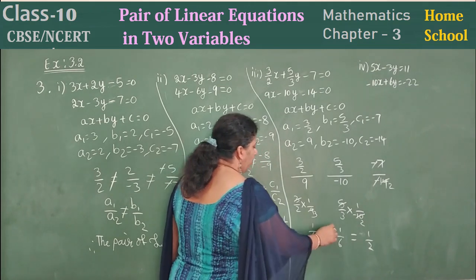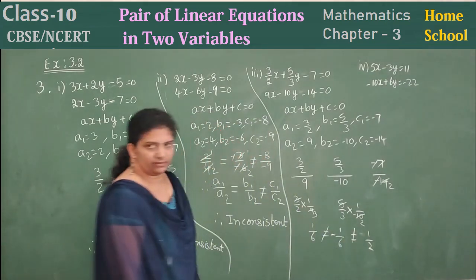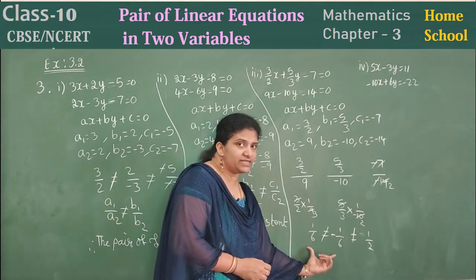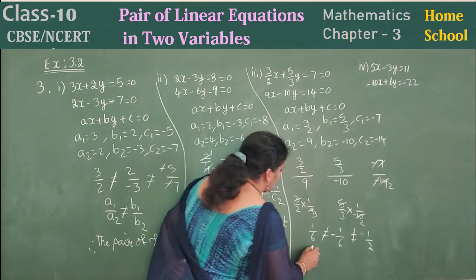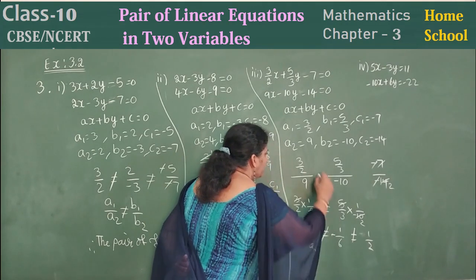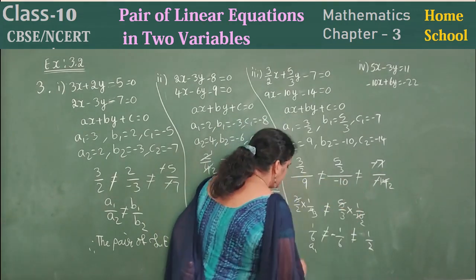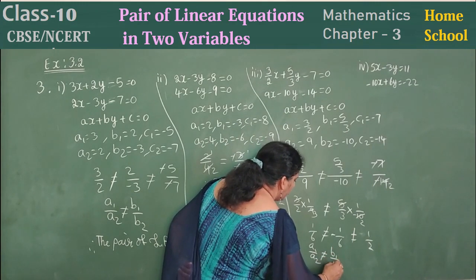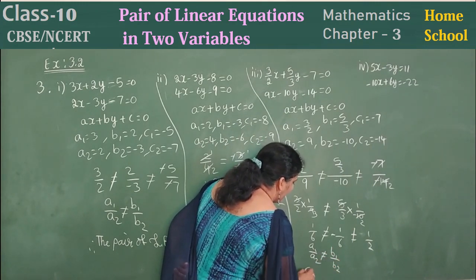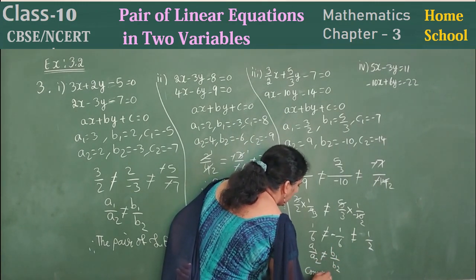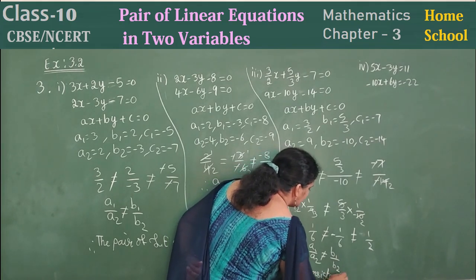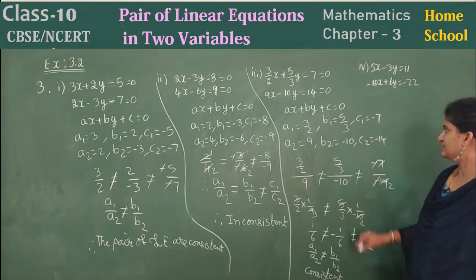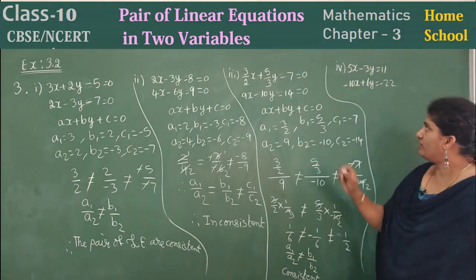So look here, all are not equal. But if I see the first two pairs, what I can say? A1 by A2 is not equal to B1 by B2. Therefore, they are consistent is your answer. Therefore, they are consistent.